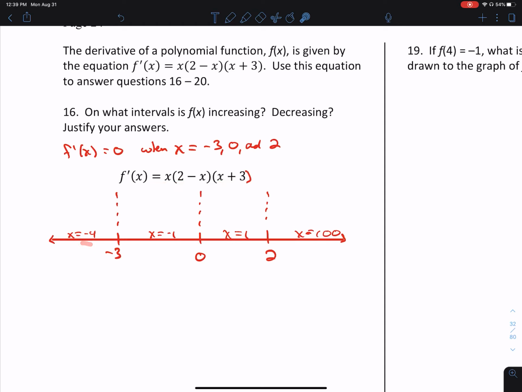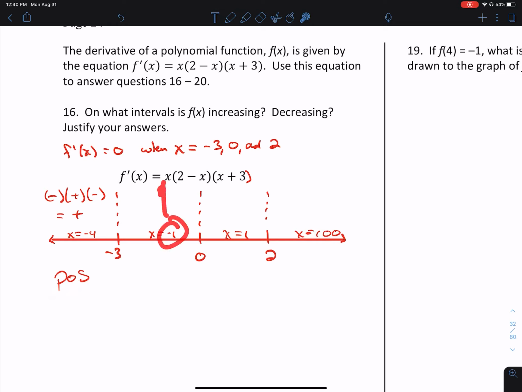If I put a -4 in for this, it's going to be negative. If I put a -4 in here, 2 minus a -4 is like 2 plus 4. If I put a negative in here, a -4 plus 3 is negative. If I multiply two negatives and a positive together, that's going to end up making this positive. So I know to the left of -3, it's going to be positive.